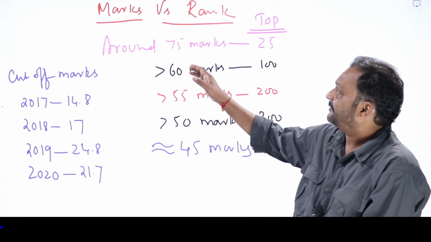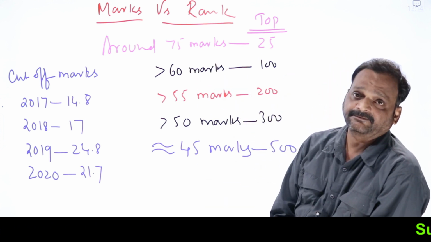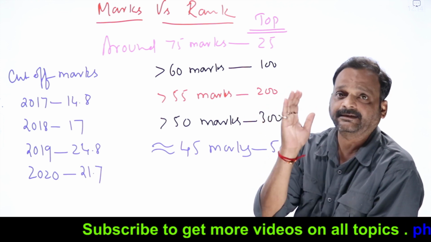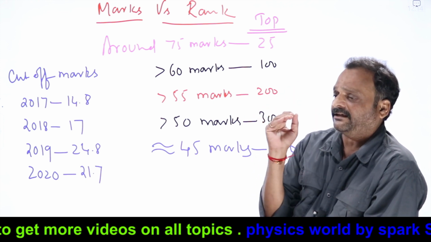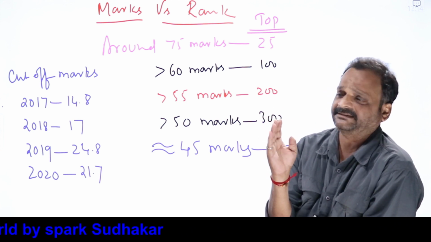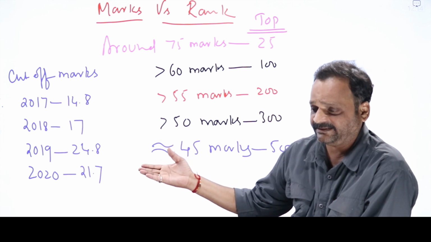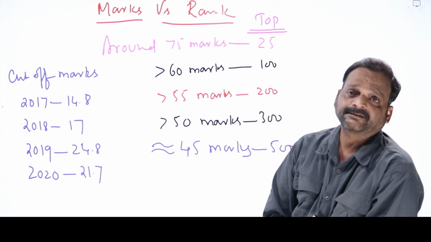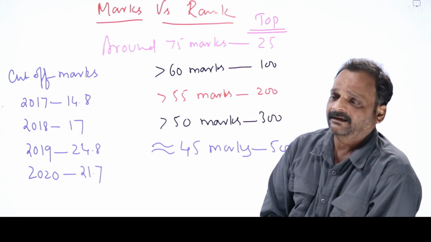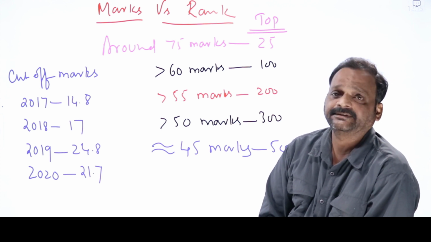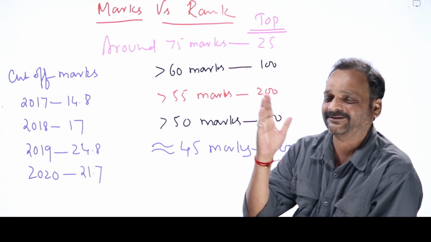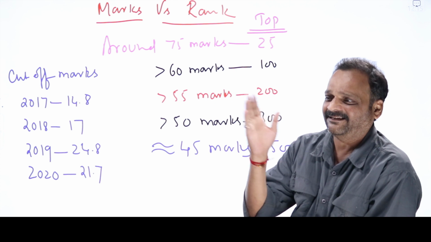Right now, any student who scores around 75 marks will be in the top 25 All India rank. Below 25 only, around 75. See, toppers usually will be having around 75 to 85 marks. Exceptions may be there. I heard that last year, in 2020, a student got more than 90. That's a record actually. Scoring more than 90 in JAM physics paper is very rare. So take out that 1 or 2% of rare cases.